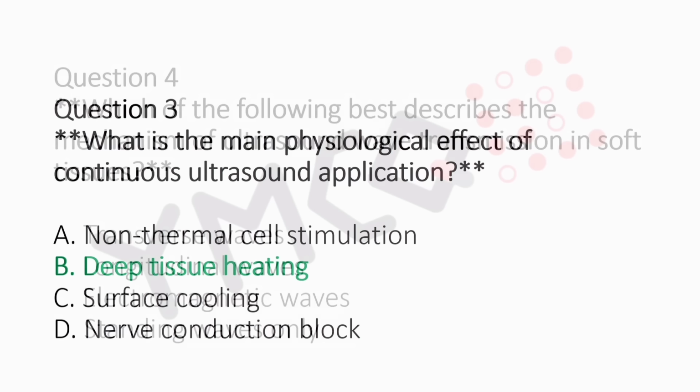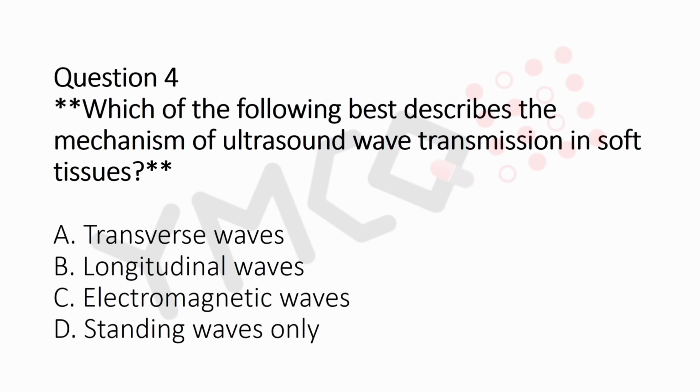Now let's move to question number 4. Which of the following best describes the mechanism of ultrasound wave transmission in soft tissues? Option A, transverse wave. Option B, longitudinal wave. Option C, electromagnetic wave. Option D, standing waves only. And the answer is option B, longitudinal waves.